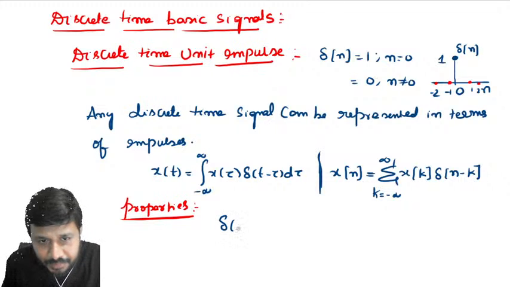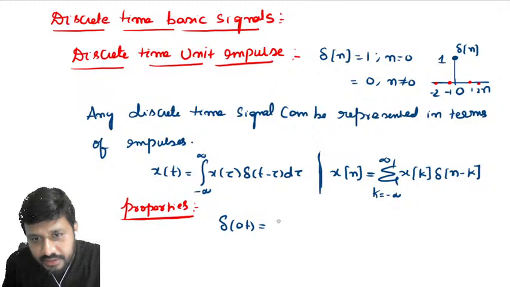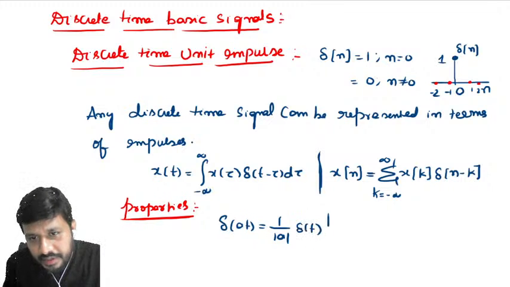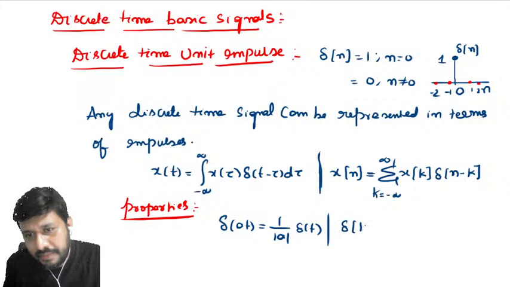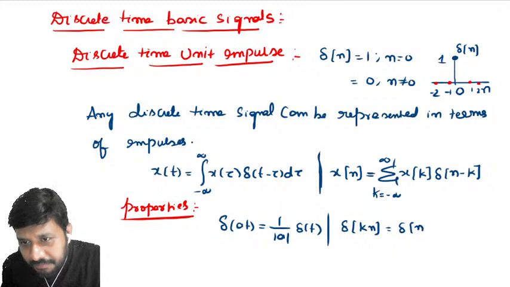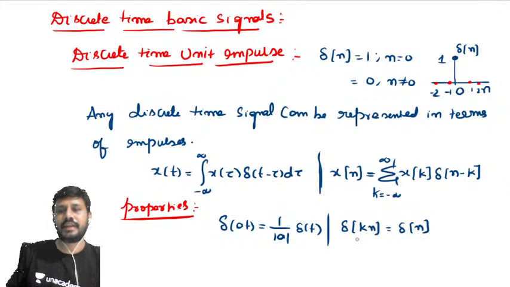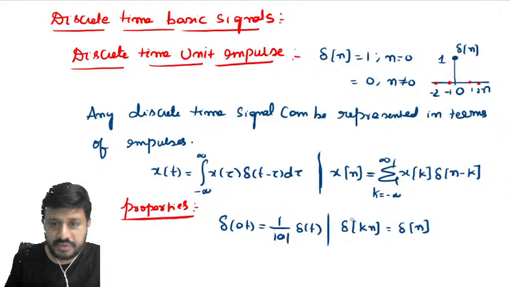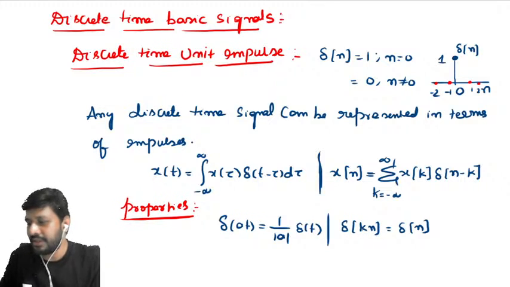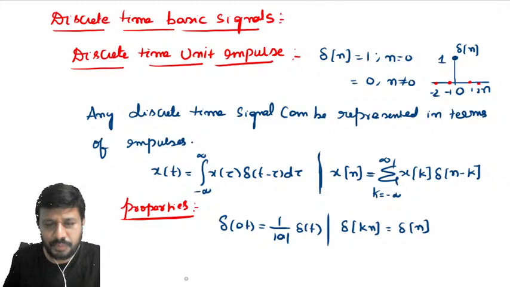What is the scaling property there? Del of at is 1 by mod a del of t, no? Here the equivalent property is del of kn. Del of kn is nothing but del of n only. So this is the only difference from the other properties. And the product property, it is even, and all the properties follow.